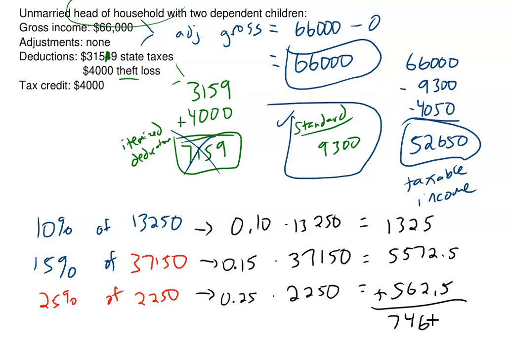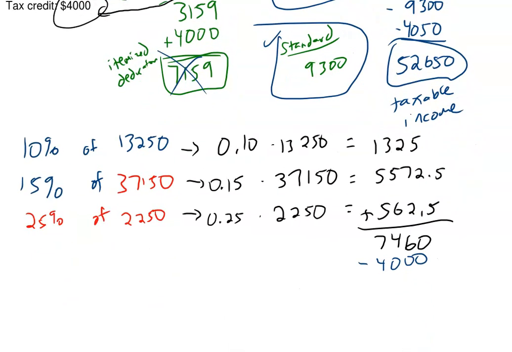7,460. Now remember, this problem says this person has two dependents, and we don't have to know what this means, but maybe they have some other things going on, and they're getting a $4,000 tax credit. So once we figure out how much taxes we owe, we can subtract off any credits that we have, like we did in the last problem, and whatever is left is how much we still have to pay.